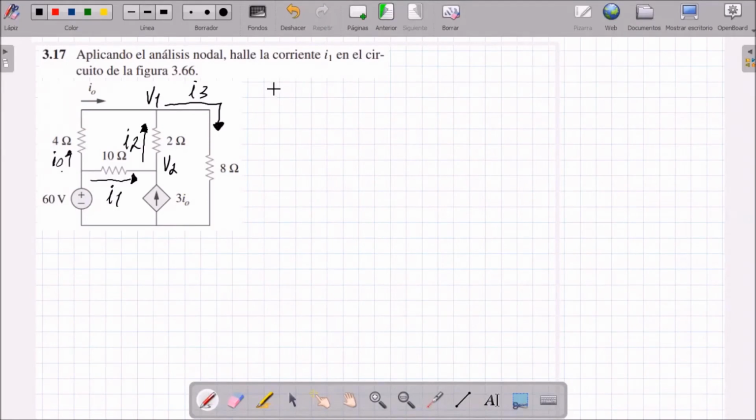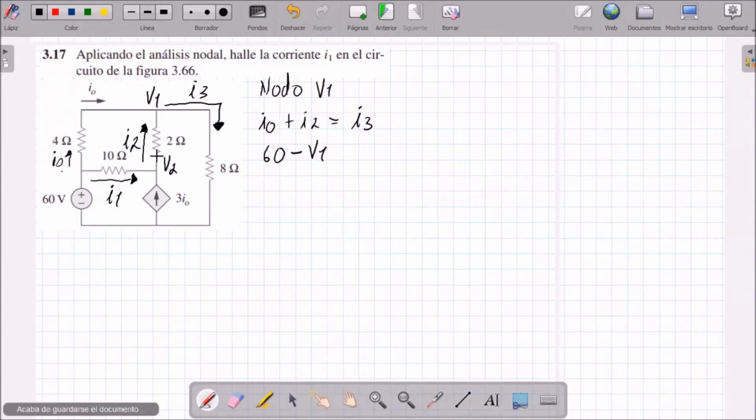The first thing I'm going to do is the analysis on node B1. I'm going to mark that the currents that enter equal the currents that leave. The currents that enter at this point are I sub 0 and I2. I0 plus I2 will be equal to the 4 A that comes out, which is I3 from there. In the I0, the one that comes from here, we know that here there is a voltage, which is 60 minus the voltage B1 over the 4 ohms.